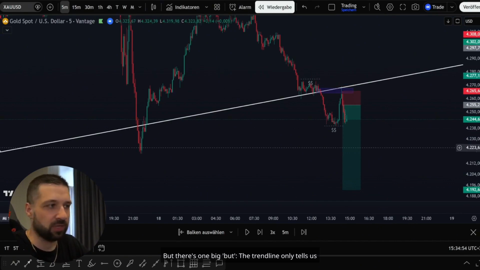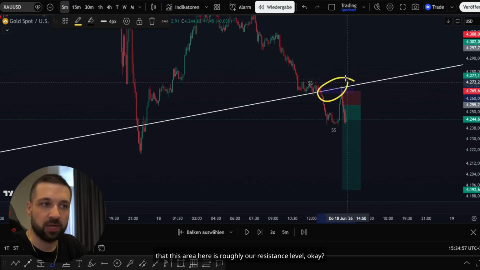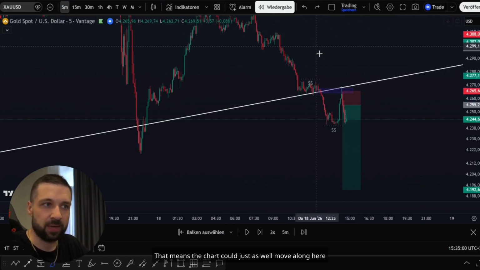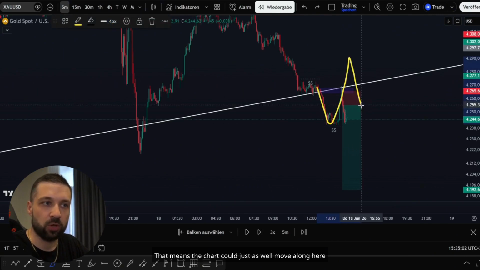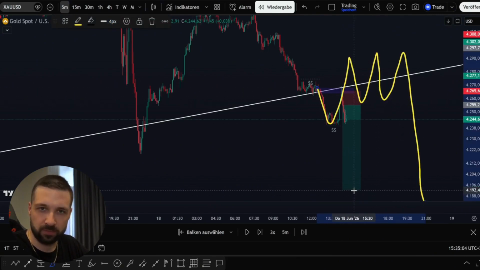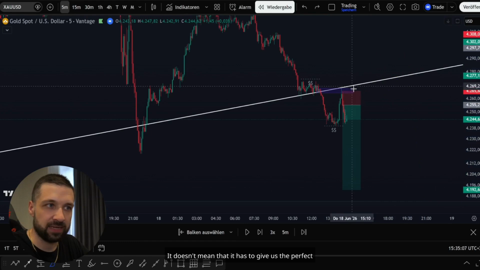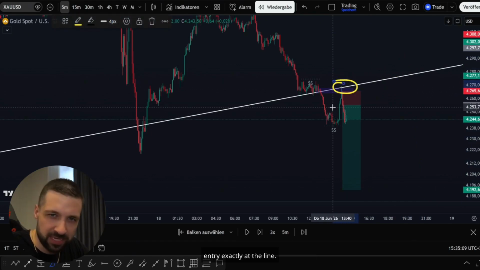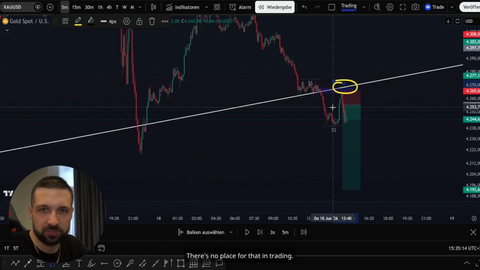The trend line only tells us that this area here is roughly our resistance level, okay? That means the chart could just as well move along here for a while and only then go short. Do you understand? It doesn't mean that it has to give us the perfect entry exactly at the line. Let go of this perfectionism. There's no place for that in trading.